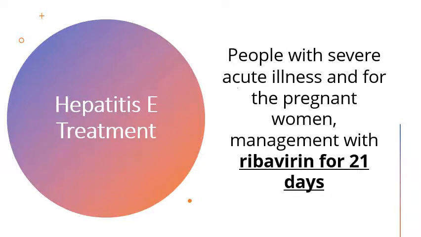Hepatitis E with acute illness and pregnant women, you're going to use ribavirin for 21 days. That can be pretty hard for a pregnant woman or a man, period. Ribavirin does have some side effect profile.